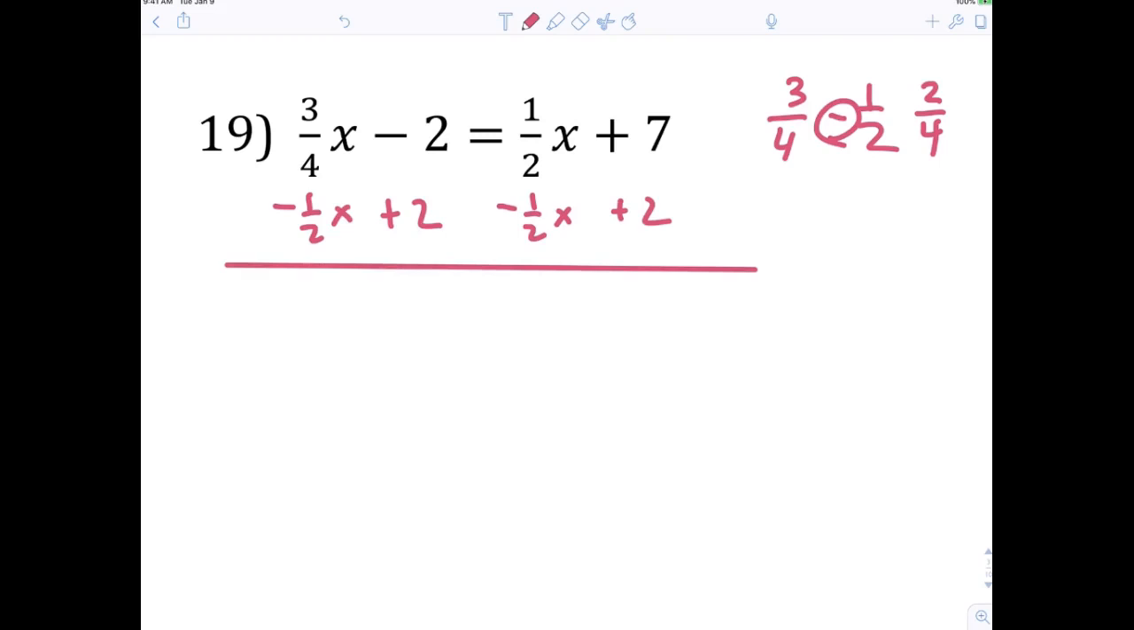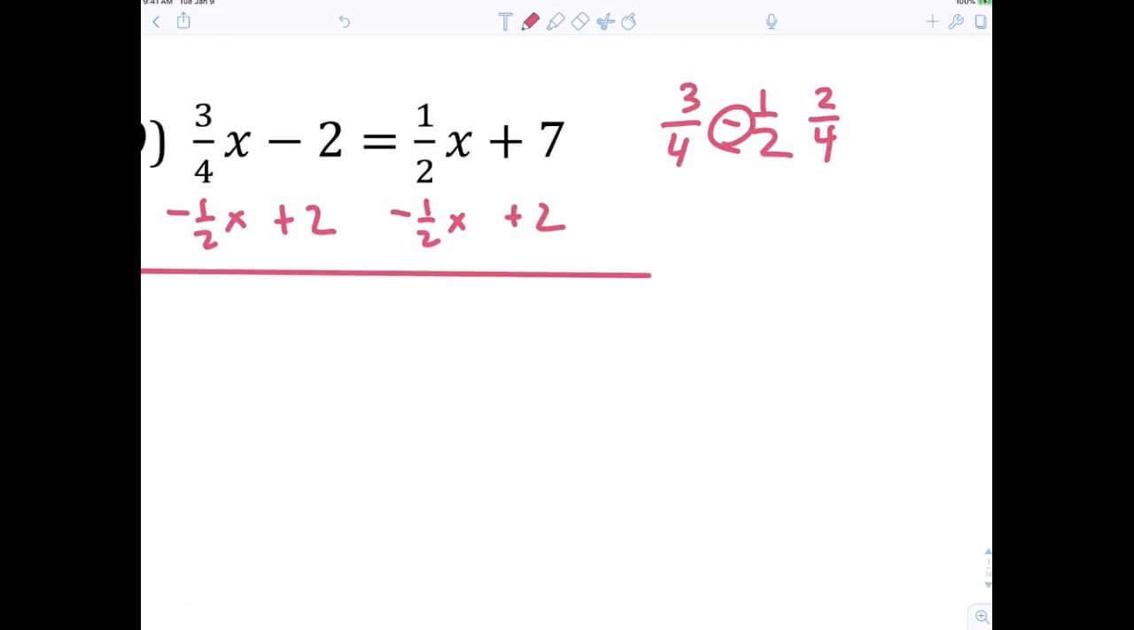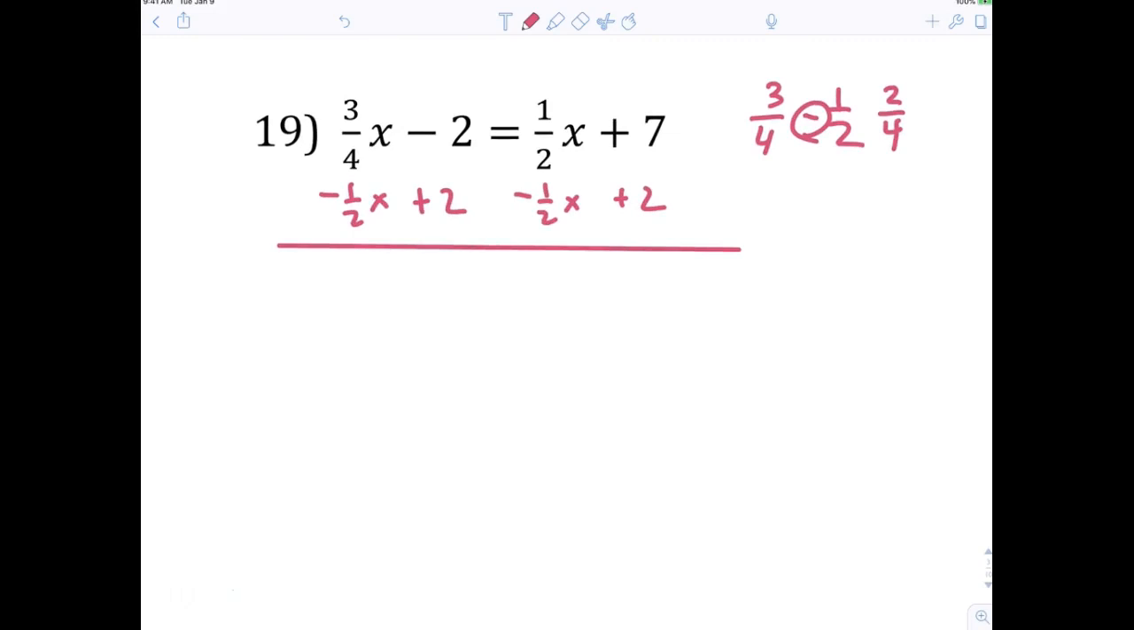Well, you got to get a common denominator, right? So 1/2 is the same as how many fourths? Now, do you know that, or is that just something you're looking at on the board? No. Okay, so then what's 3/4 minus 2/4? That's 1/4. So 1/4 x equals 9. Then multiply both sides by 4.